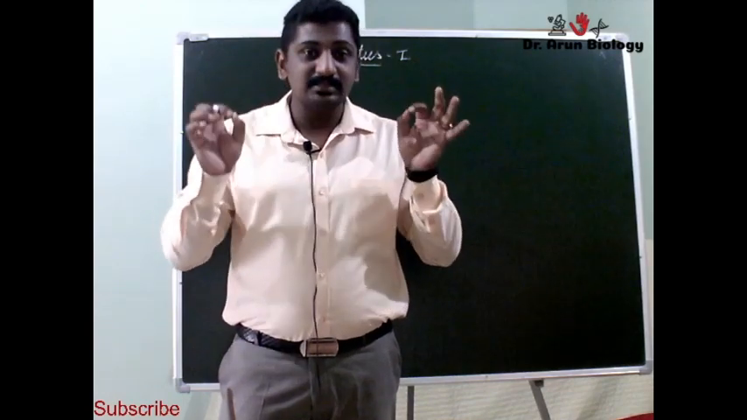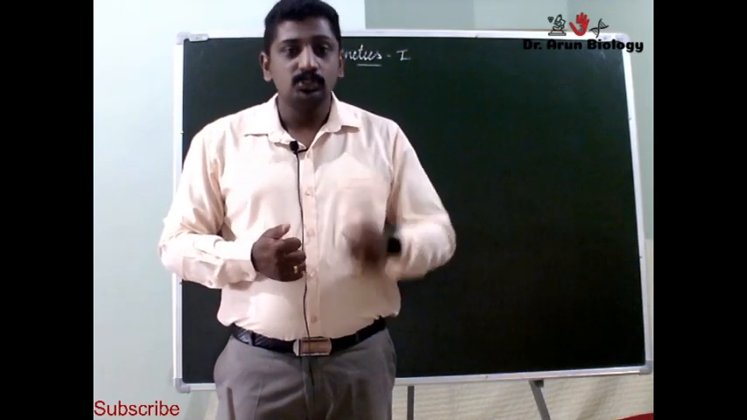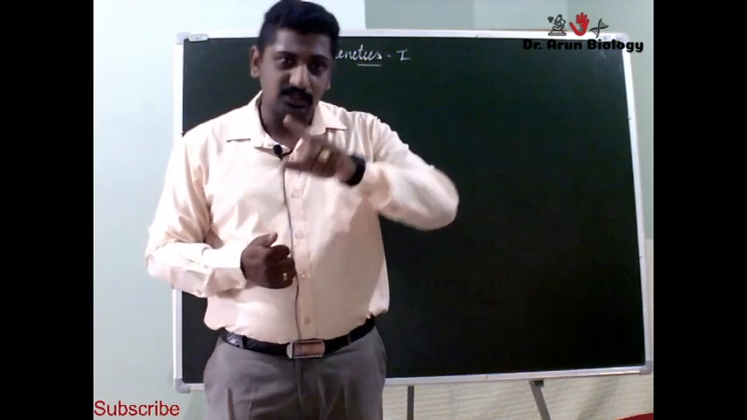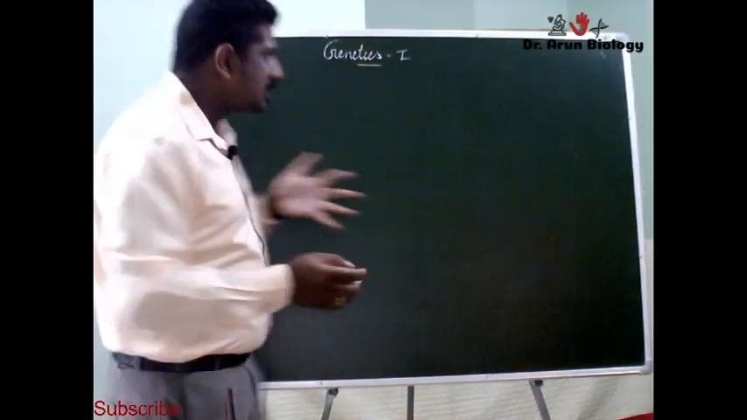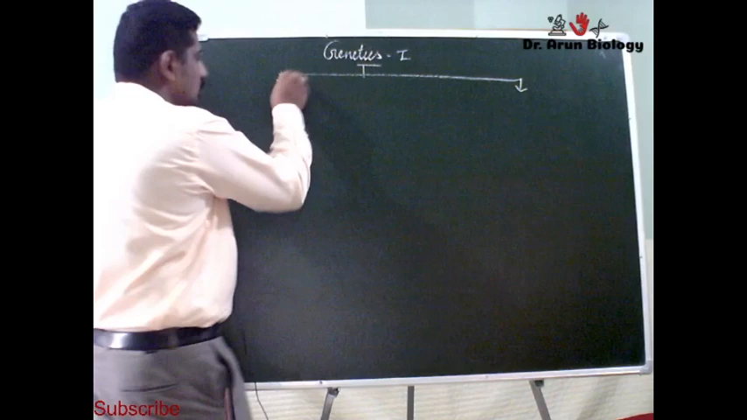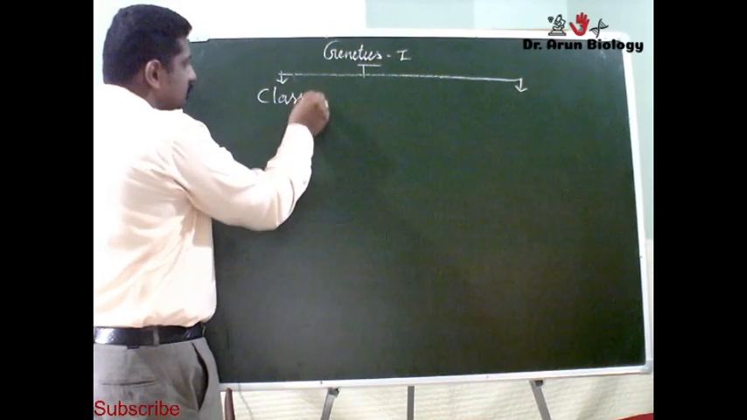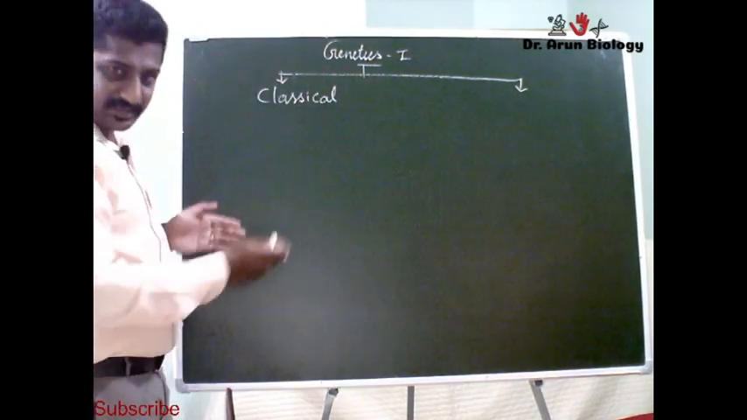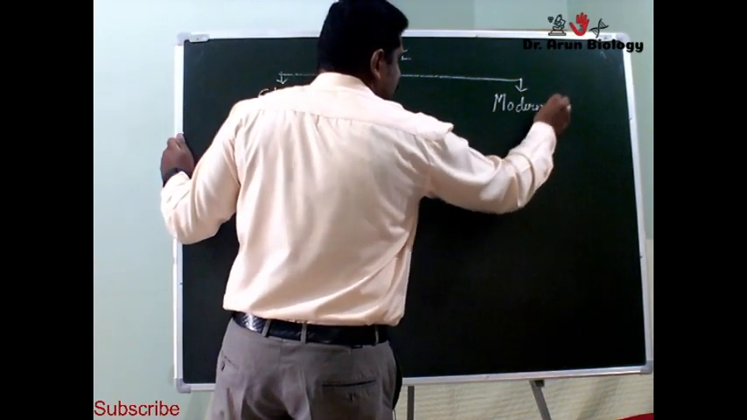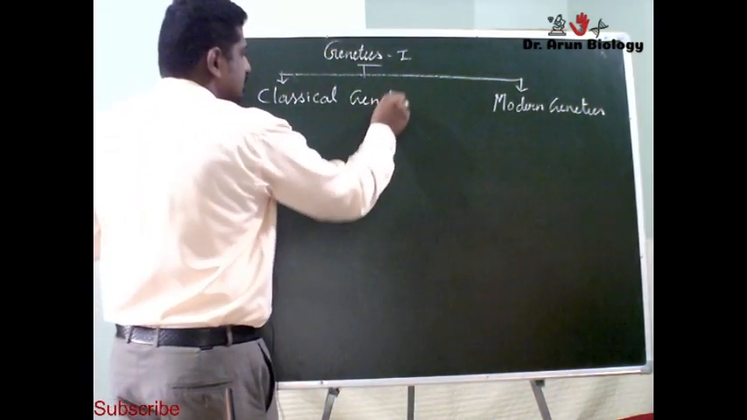So what is this controlling factor? Today we call them genes, and in olden times they called them factors. So when you look at genetics, it deals with the transmission of characters from one generation to another generation. To summarize this, our chapter is classified into two different branches. The first one is classical genetics and the next one is modern genetics.